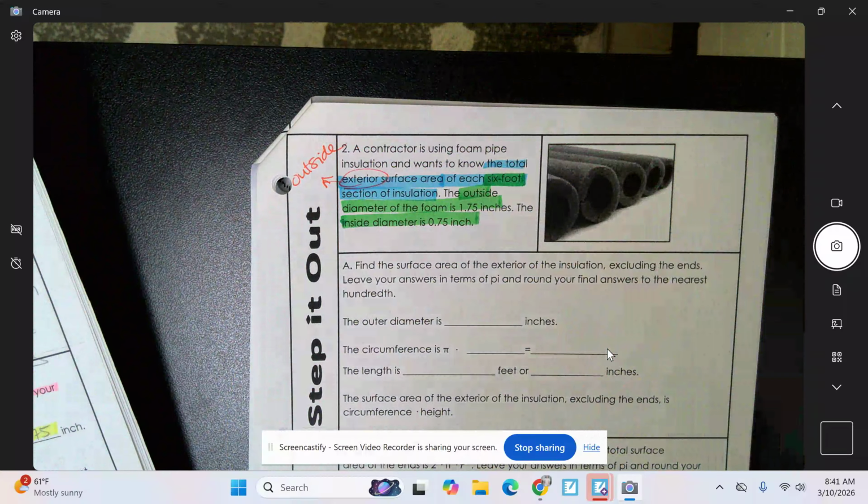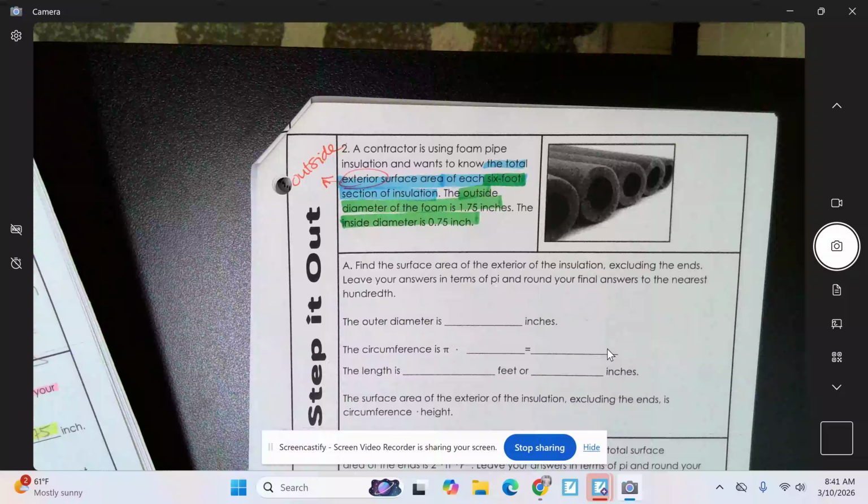Y'all know what it's talking about when it says foam insulation that goes over pipes. It's kind of like a pool noodle, but thicker, and the pipes slide through it to keep them from busting. I don't know if y'all have ever had your pipes bust or freeze over when it got really cold, but this helps prevent that from happening. So it's essentially a pool noodle. But what they're wanting is the outside of the pool noodle.